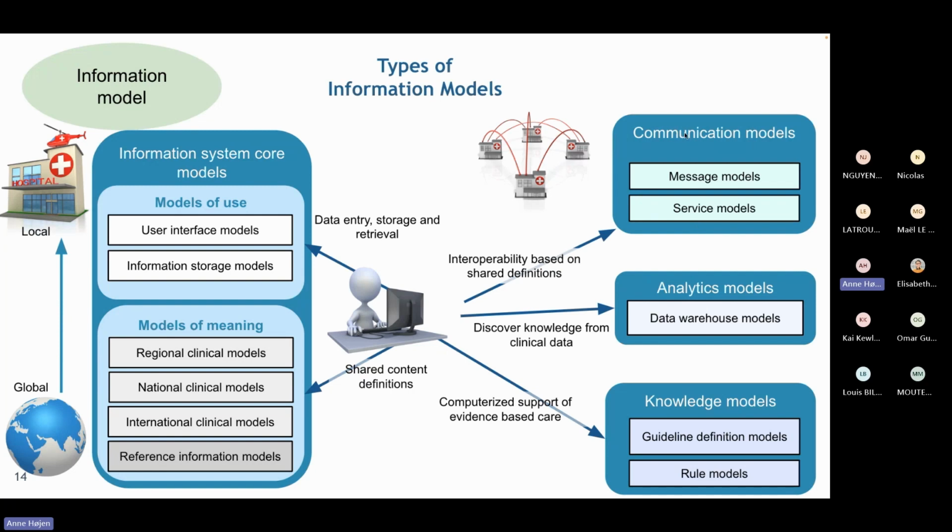Then we can also have communication models, and these are the ones that are important when we share information. So when one hospital wants to share something with another hospital, for example, the result of a laboratory test, what is the model that we use to represent that information? So you can see there are many types of information models, and they all are models that model information, and they are all used in different ways. So one of the models that we speak very much about these years is FHIR, which is a communication model.